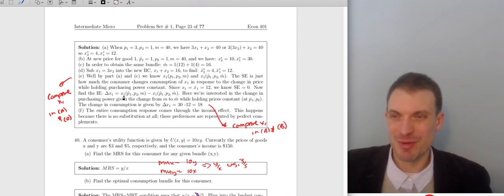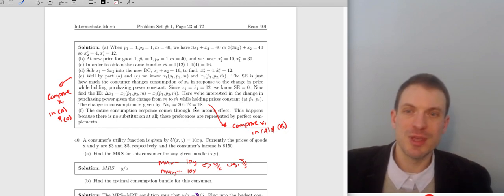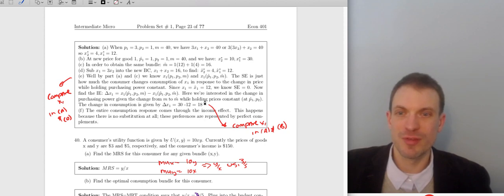Now find the income effect. This is the change in my demand for good 1 when only the income changes. So the change in purchasing power given the change from M to M1, holding prices constant. So this is comparing A and B. I'm going to have 30 minus 12, 18. That's the income effect. The entire consumption response comes through the income effect. There's no substitution.